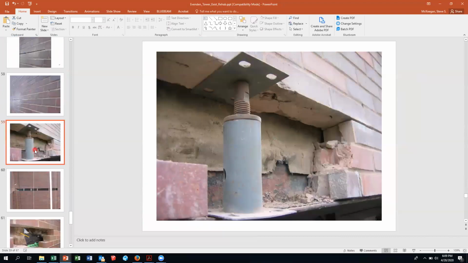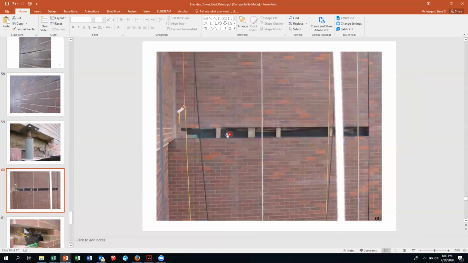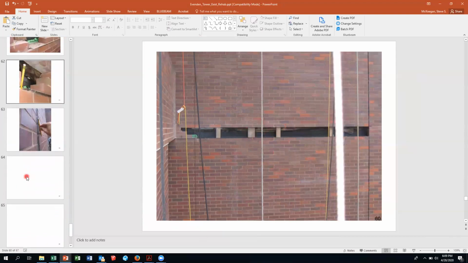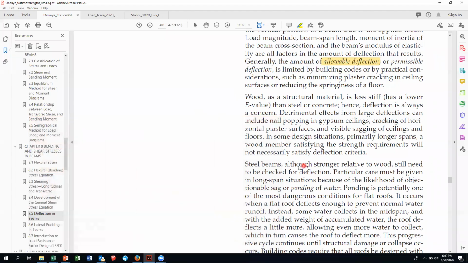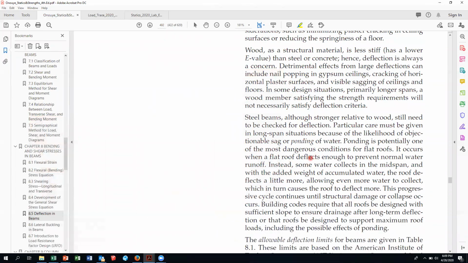So what they did is they started to take out the brick and put in better flashing, put in a soft joint. It was quite involved, and there's the new flashing. And then here's a soft joint underneath it. So the flashing is sitting over that steel angle. So some big, very expensive issues with deflection.